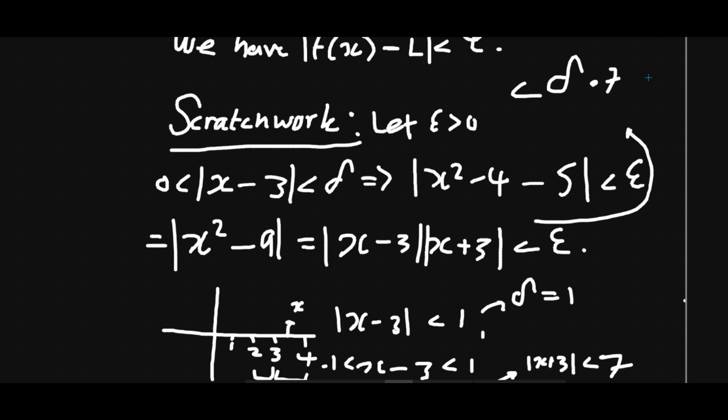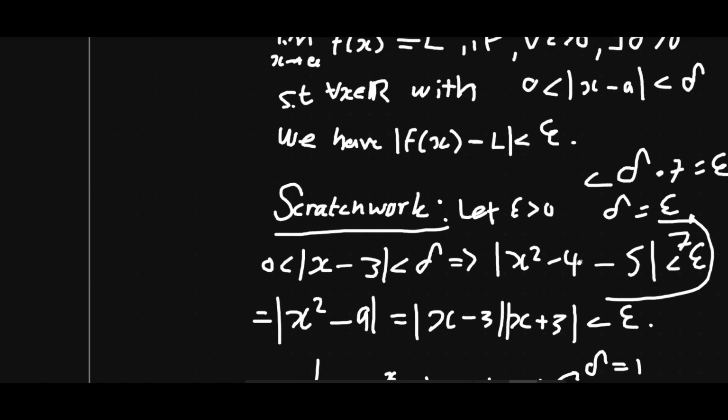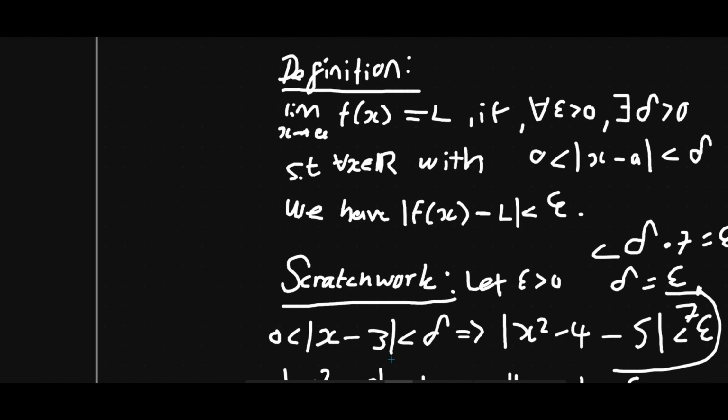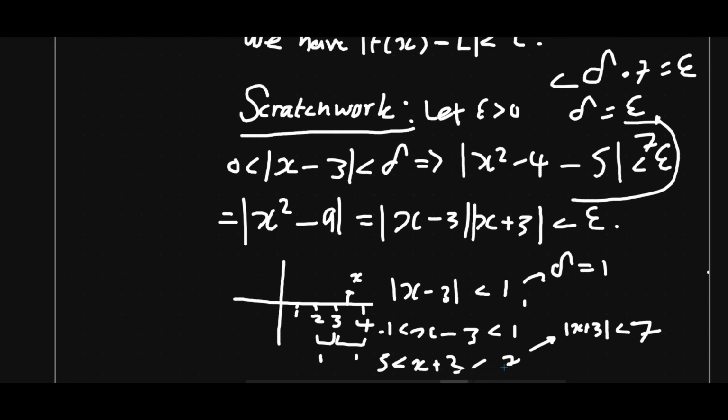And this is our epsilon. So delta is going to be what? It's going to be epsilon over 7. Okay, so now we have our delta. Let's write this down: delta equals the minimum, because we want to find the minimum of 1, which we used, and epsilon over 7. Okay, so we have that. Now we are running out of space here, so I'm just going to rub some of this out to make some room.